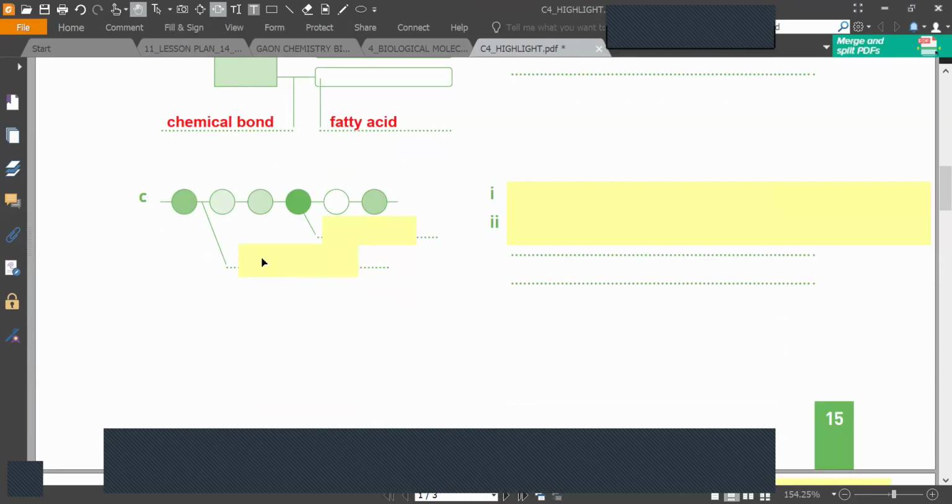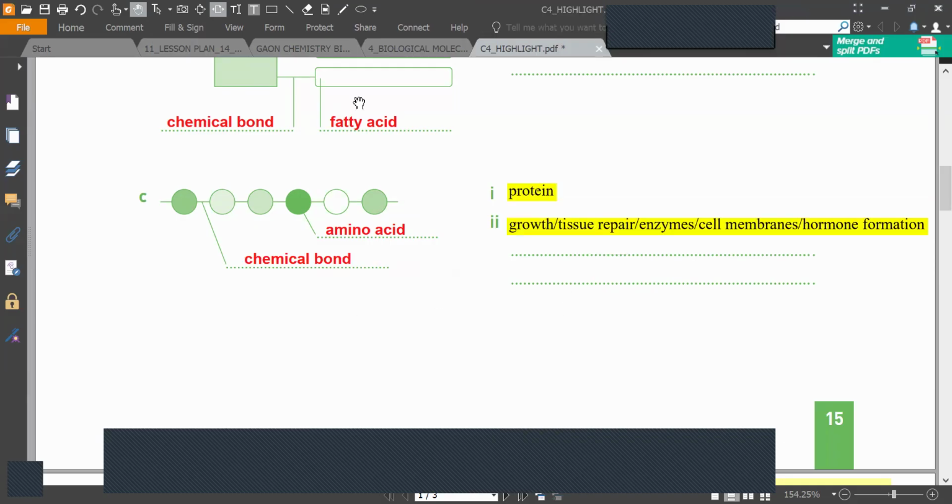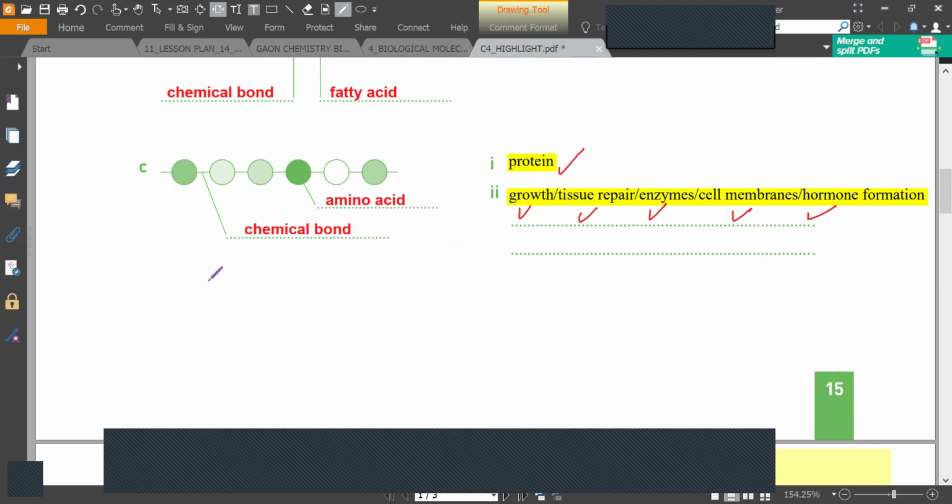The next, so we know this. This is protein made up of amino acids joined together by chemical bonding. So what is it used for? It is used for growth, tissue repair, enzymes, used to make cell membrane, and also hormone formation and so on. So proteins are very, very useful.